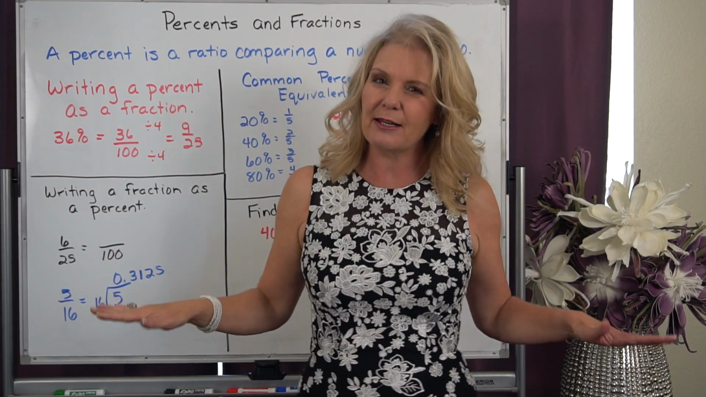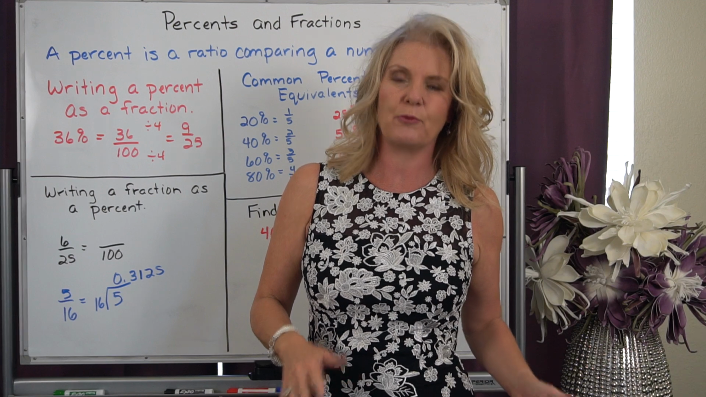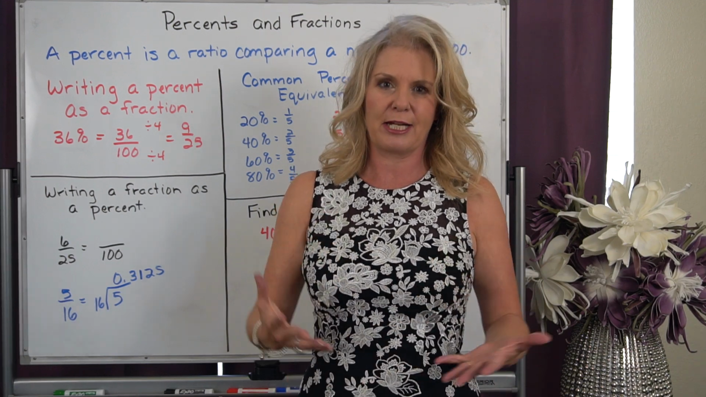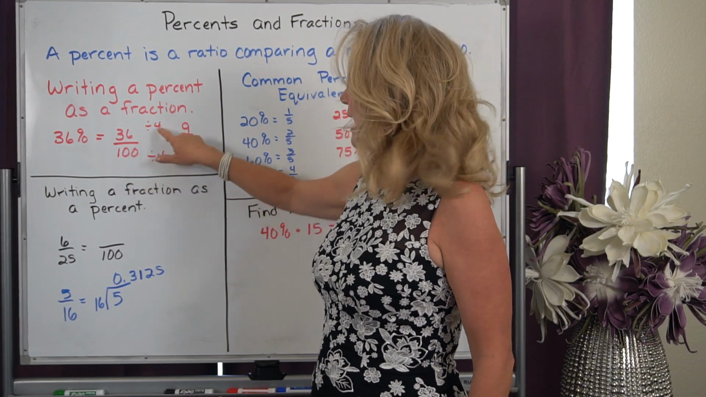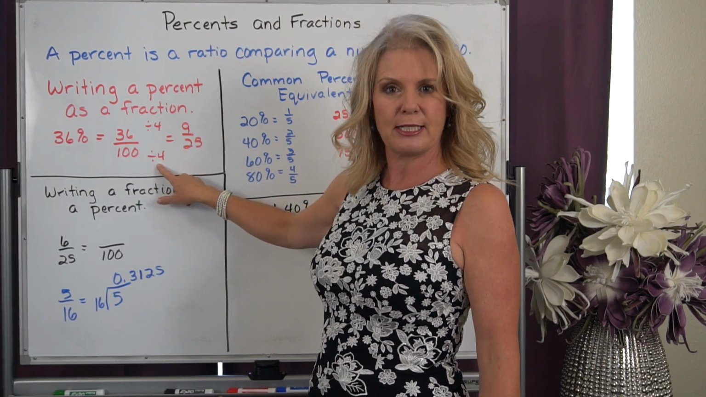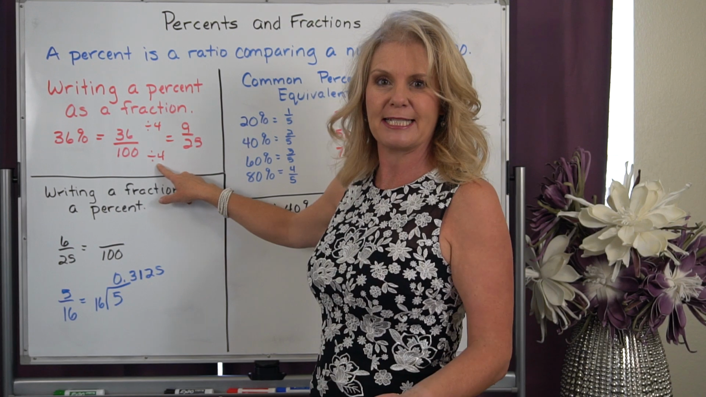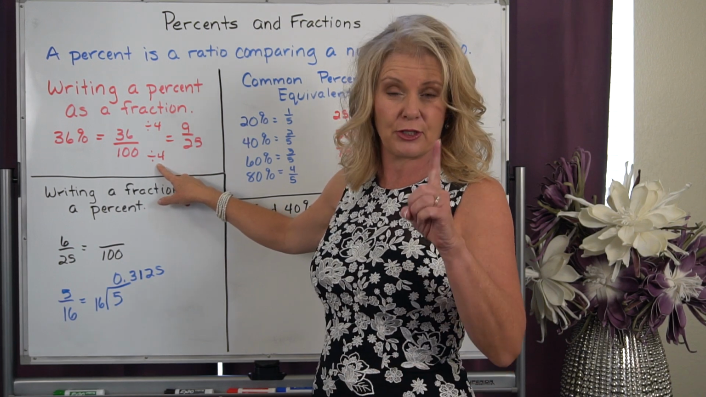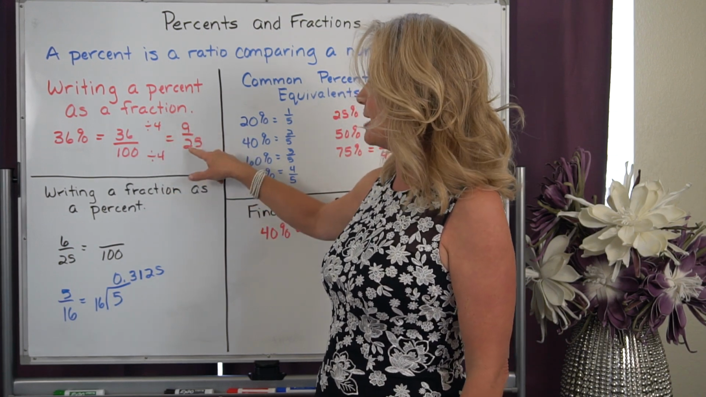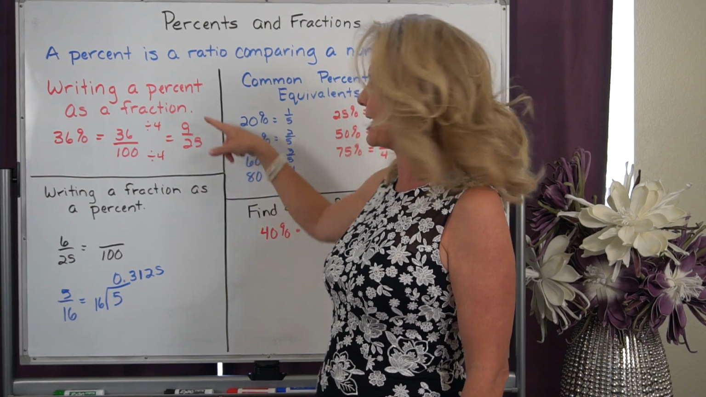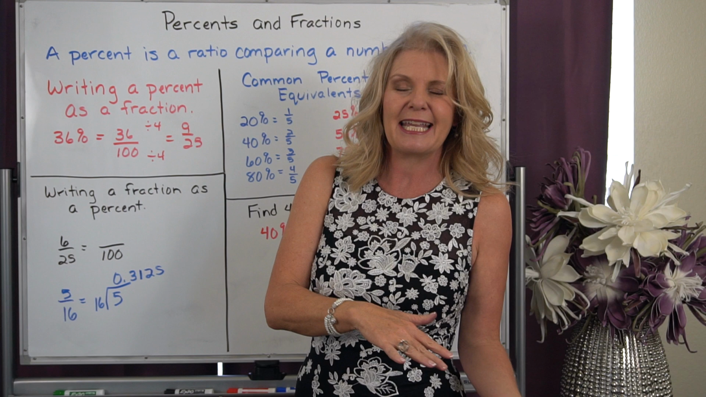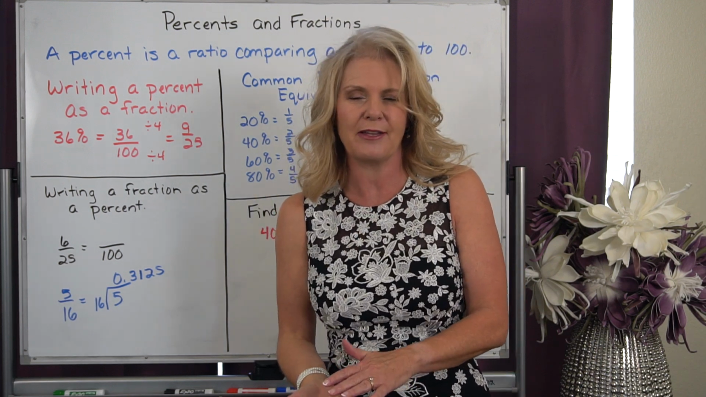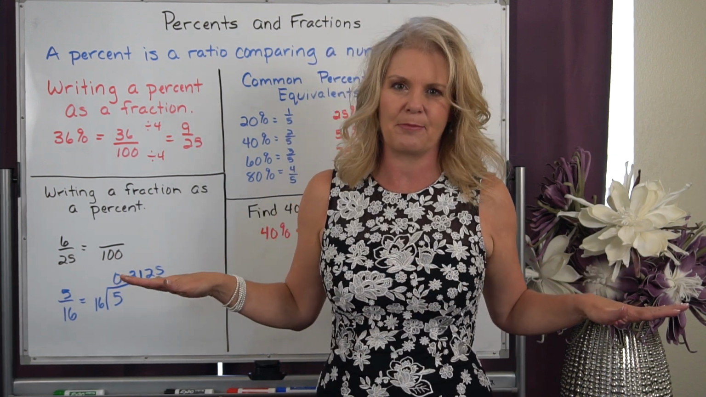Now, it doesn't mean that our ratio is reduced to lowest terms, and we always have to reduce that ratio to lowest terms. So when I see this fraction, I'm going to divide both the numerator and denominator by the GCF, or the greatest common factor, to do it in one step. And when I divide both 36 and 100 by 4, I get 9/25. So there, 36% can be written also as 9/25. They mean exactly the same thing.